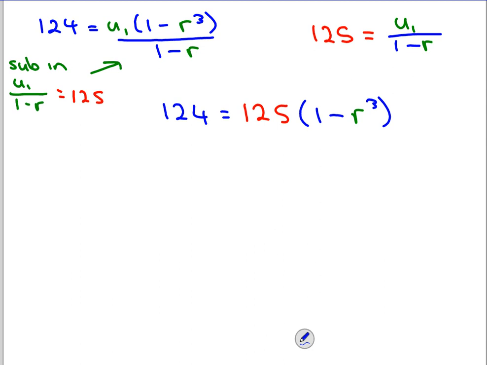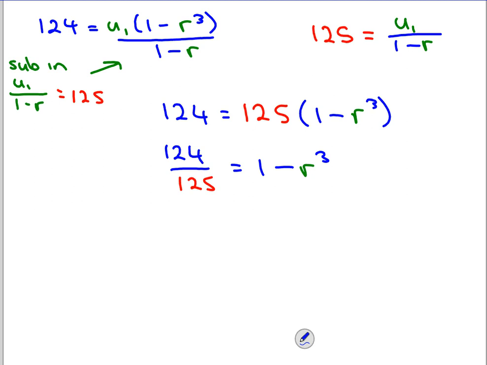Divide by 125. Exactly, yeah. You divide by 125. That's the first thing you do. So 124 over 125 equals the rest of the stuff, 1 minus r cubed. Cool. And then what might you do next?